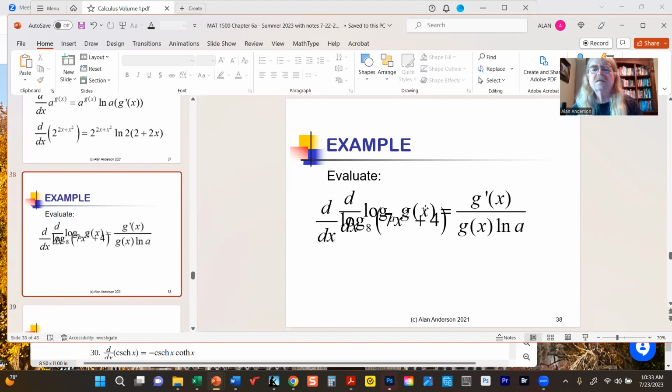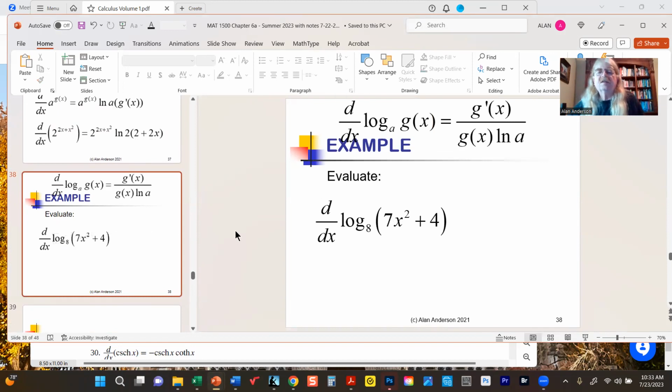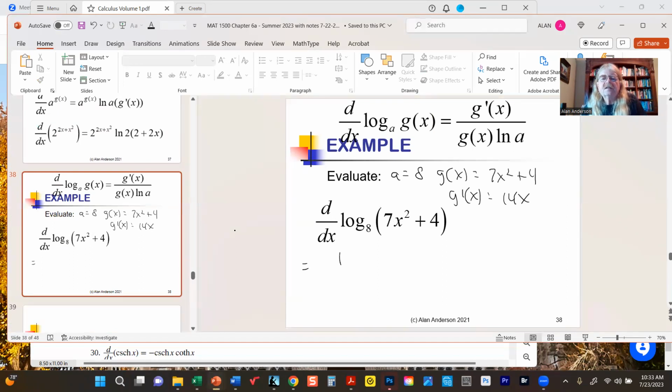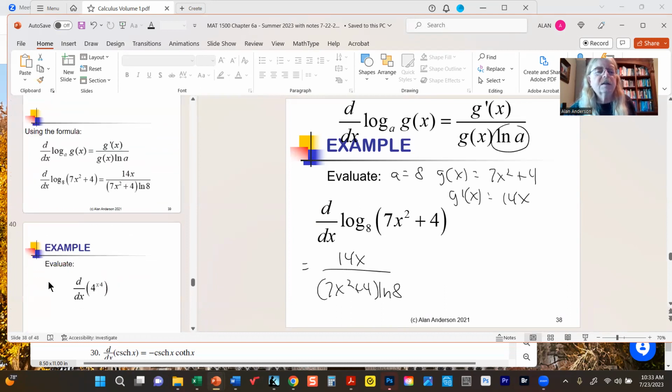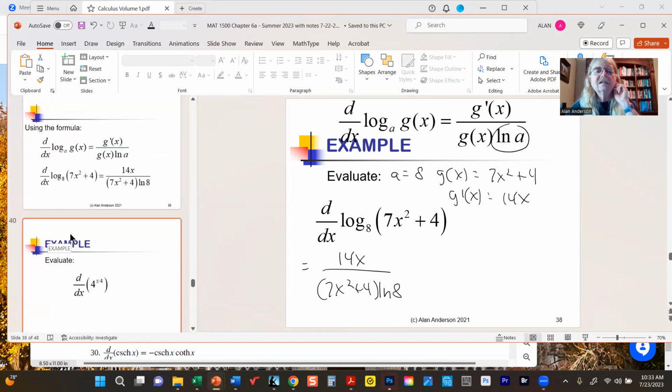So let's use it. What this is saying is that a is 8, g of x is 7x squared plus 4, which implies that g prime of x, based on the power rule, is 14x. So according to this rule, we're going to have 14x over 7x squared plus 4. And don't forget about this: we need the natural log of 8. Okay, so that's that. So it's not that hard as long as you recognize the correct rule that we're using.